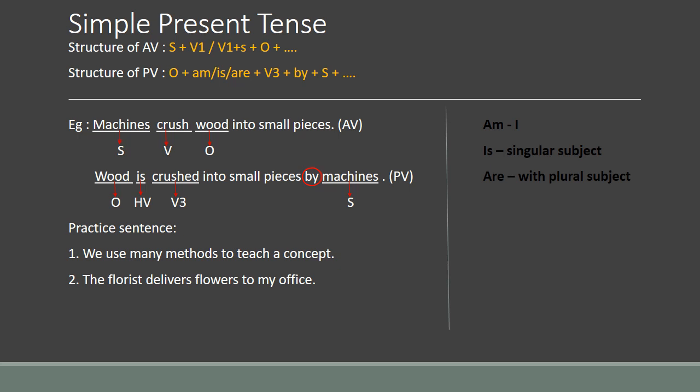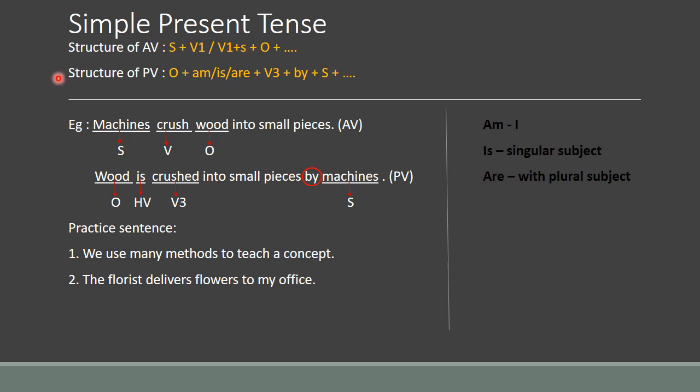Though I already taught you the simple present tense in a separate video, I wanted to cover all the tenses together in this video, so I'm going to reteach it once again. So the structure of active voice in simple present tense will be subject and then V1 or V1 plus s as the verb form. For example, go or goes, come or comes, sit or sits, take or takes, like that. Then the object will come.